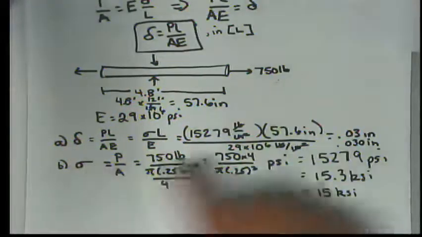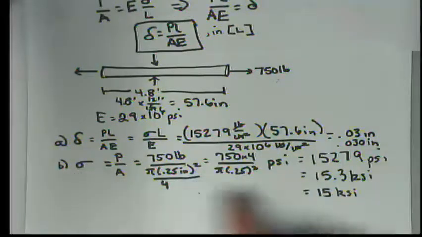What is delta? 0.03 inches. What is sigma? 15 ksi.